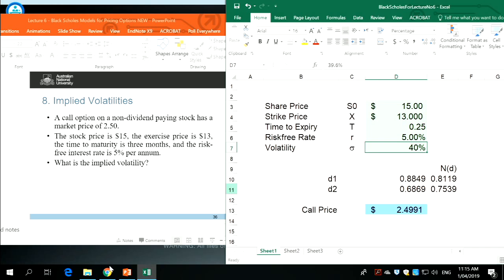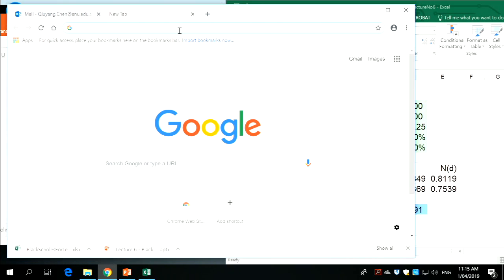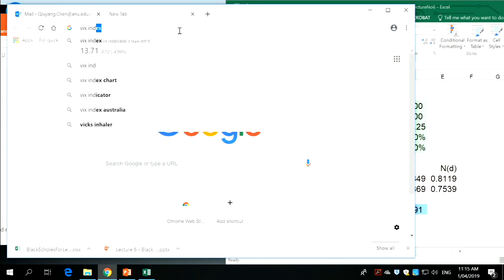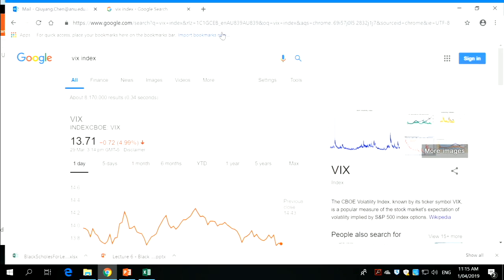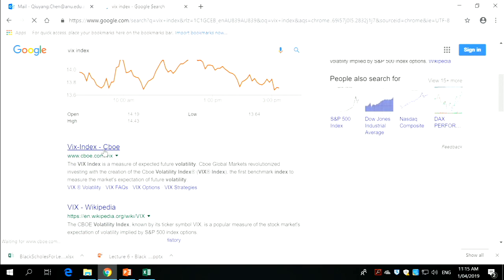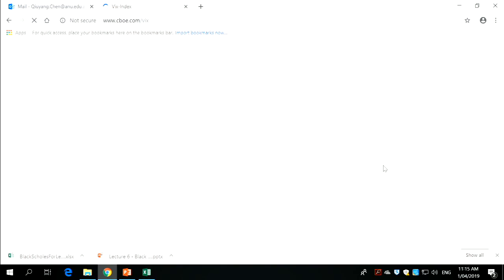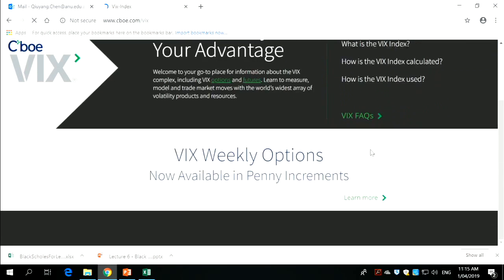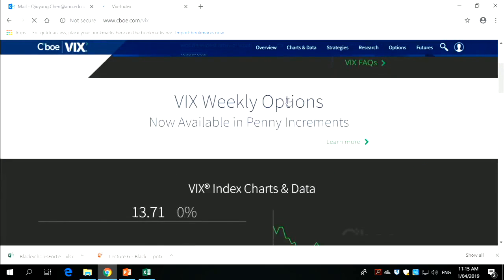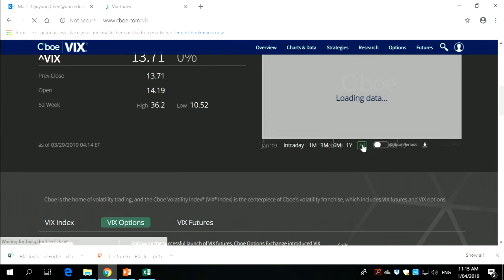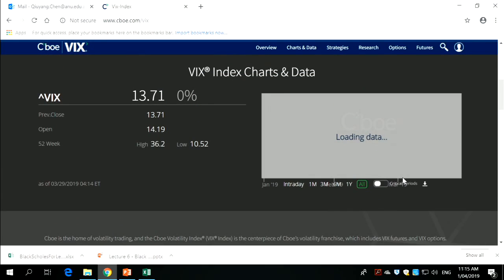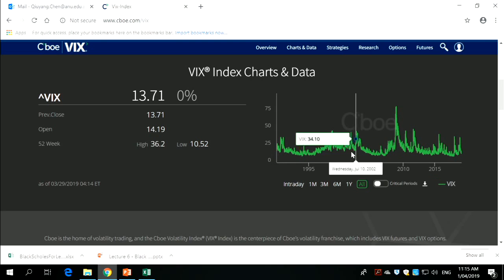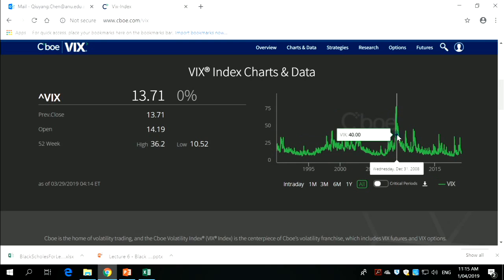And this implied volatility is used in the market. So if you search the VIX index, the VIX index is implied volatility backed out from the option price. If you look at the VIX index, you can see clearly that the implied volatility spiked up around the 2008 global financial crisis, right? So people started to panic around that time.